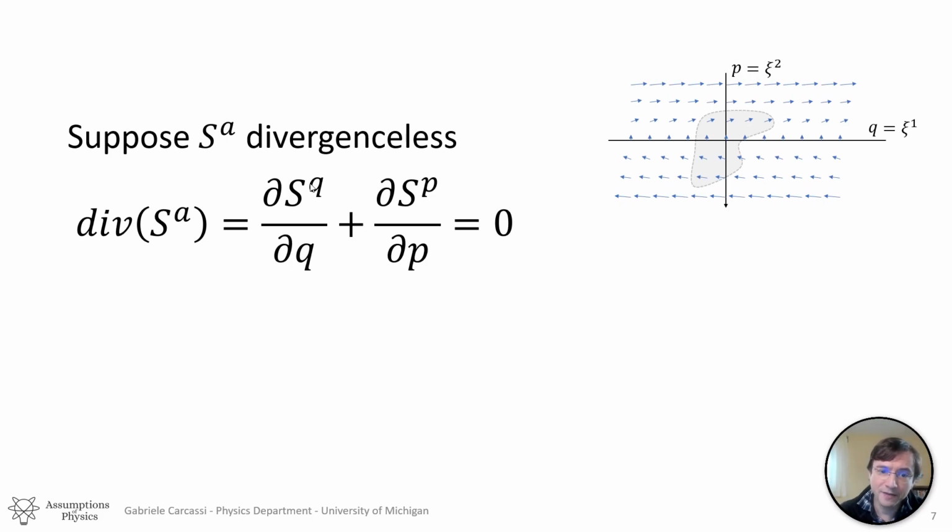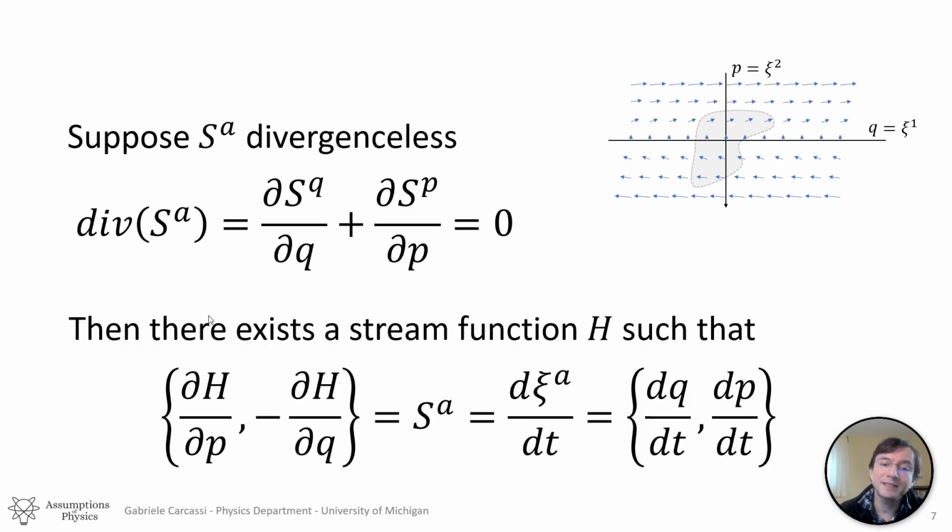Suppose we have this. Then if the field is divergenceless, there exists a stream function h such that SA is partial p of h, minus partial q of h. Now, if we were in 3 dimensions, this would be a curl of a vector potential. We are not in 3 dimensions, we are in 2 dimensions, and so what we have is what is called the stream function, but it's very similar to that.